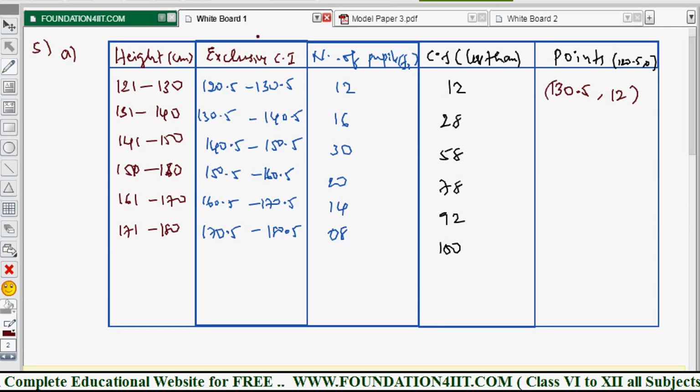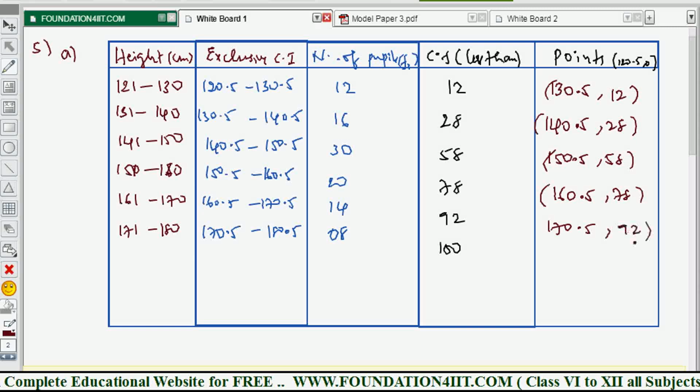Okay, this is on x-axis, and cumulative frequency on y-axis. And next is 140.5 comma 28. So starting is 120.5 comma 0. We can start from 0. Again it is 150.5 comma 58, 160.5 comma 78, and 170.5 comma 92, and 180.5 comma 100. These we'll put on the graph.